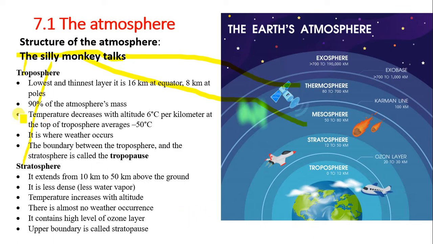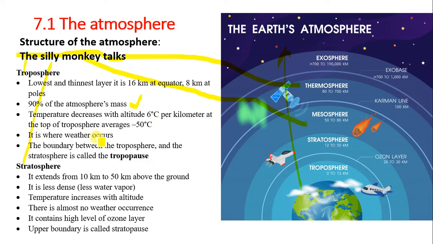We have the troposphere, which is the first layer from the earth as you're moving upwards. The first layer is the troposphere. It is the lowest and thinnest layer. It is 16 kilometers at the equator, and approximately 8 kilometers at the poles. It contains 90% of the atmospheric mass, and temperature decreases with altitude. So the higher you go, the cooler it becomes in the troposphere.